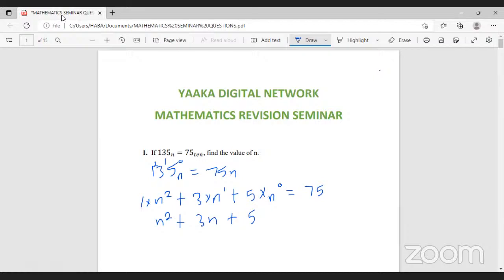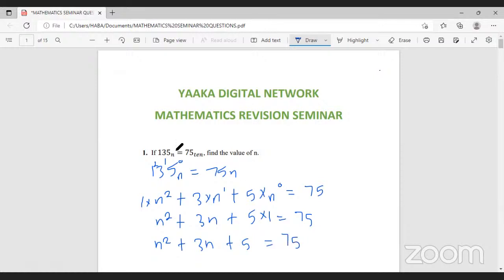What is n to power 0? Yes, Wycliffe? 1. It is 1, so that would be 5 times 1. And we equate that to 75. So this remains as n squared plus 3n plus 5 is equal to 75.